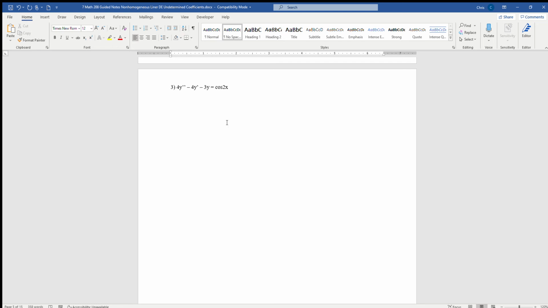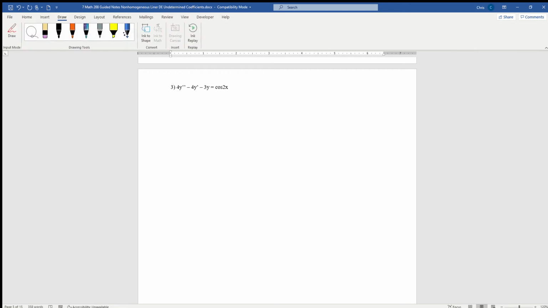Another example of being able to solve a second order differential by using the method of undetermined coefficients. We have this 4y double prime minus 4y prime minus 3y equals cosine of 2x. So the first thing we need to do is find the complementary solution.